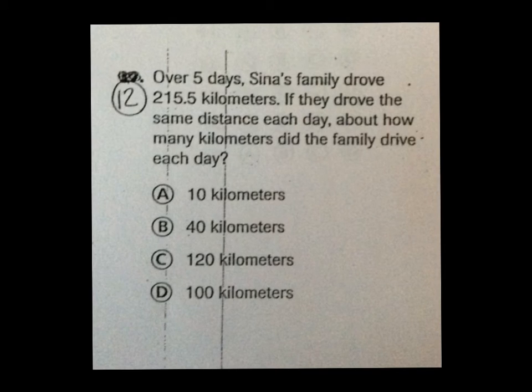12. Over 5 days, Sina's family drove 215 and 5/10 kilometers. If they drove the same distance each day, about how many kilometers did the family drive each day? A, 10 kilometers, B, 40 kilometers, C, 120 kilometers, D, 100 kilometers.